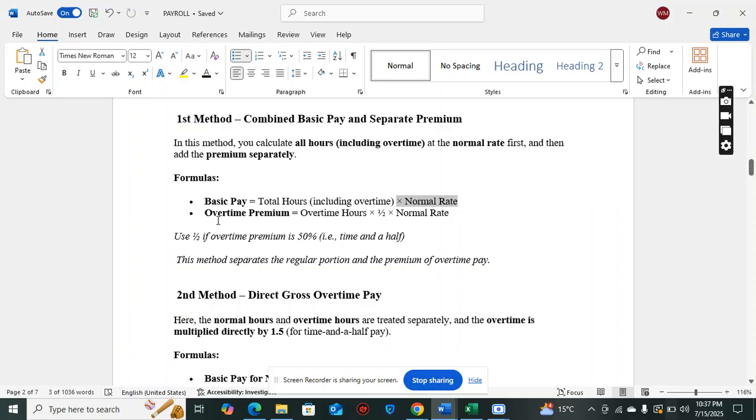Then you get the overtime premium, the same way we were getting the overtime premium earlier on. Overtime hours times the overtime rate times the normal rate. So the main purpose of this method is just separating the regular portion of the work and the overtime premium. Let me show you an example with this first method.